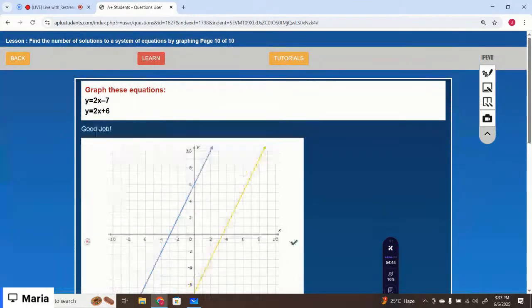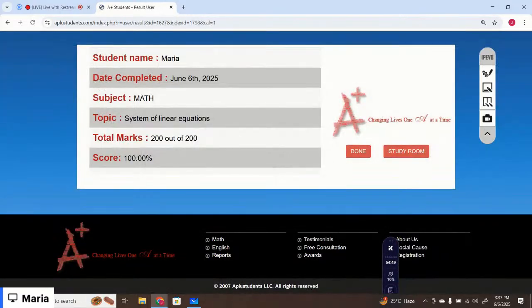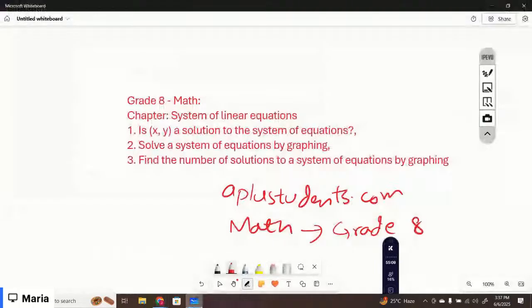Okay, we are done with the lesson. So we were working on grade 8 math. The chapter we are working on is system of linear equations. The lessons we have covered today are: is (x, y) a solution to the system of equations, solve a system of equations by graphing, and find the number of solutions to a system of equations by graphing.